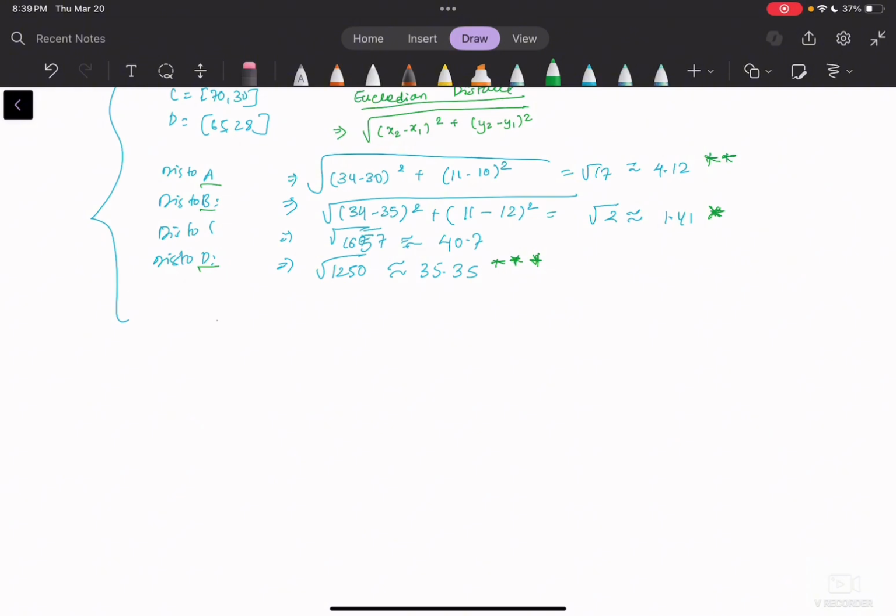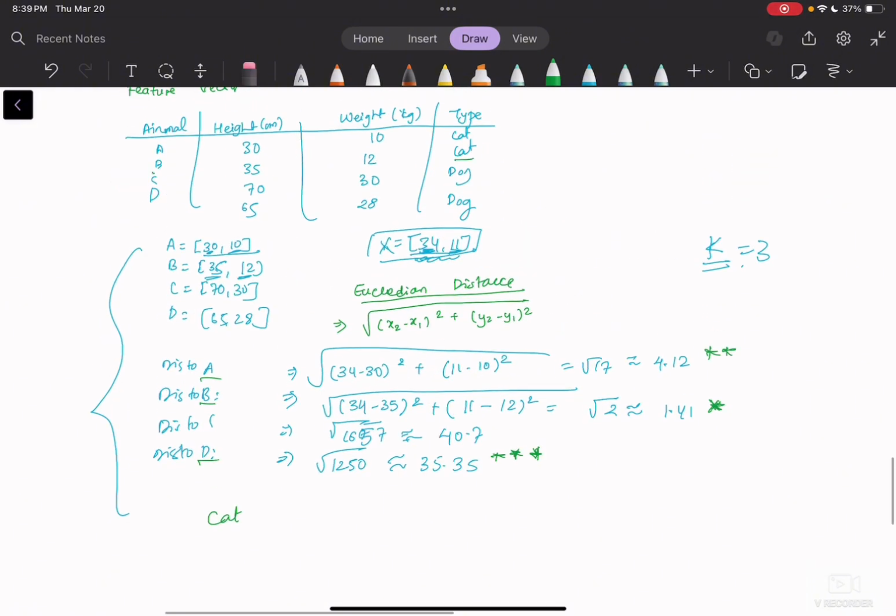Your top three are B, which is a cat, we know that, and then your A, which is also a cat, and then your D, which is a dog. We're going to look at a different approach later, but for now we're keeping things simple. So how do we decide which prediction to choose? We vote. There are 2 cats, 1 dog. 2 cats wins, so we vote for cat. So predict cat for X: 34 centimeter height and 11 kg weight, we're predicting is a cat. That's how it works. And I know I said this is Euclidean distance.